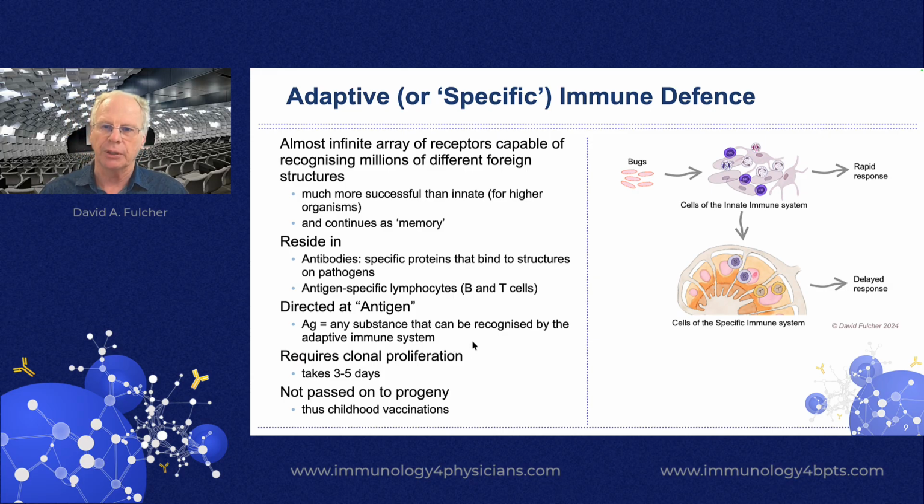Now, the adaptive response takes time. It requires clonal proliferation, which we'll talk about, a fundamental of immunology, and that takes a few days, and that's why we rely on the innate immune system to provide that initial protection whilst the adaptive immune system is beefing itself up. Now, we don't pass this protection on to our children. If we've been vaccinated against measles, our children will not be born immune to measles. We'll need to repeat the vaccination with every generation. Unlike the innate immune system, which has a smaller number of receptors, which are all encoded in DNA, which is passed on to the progeny.